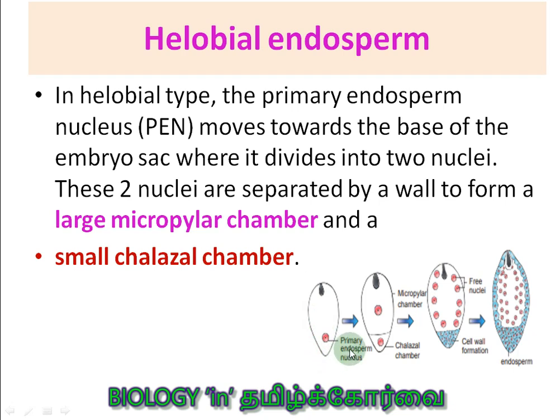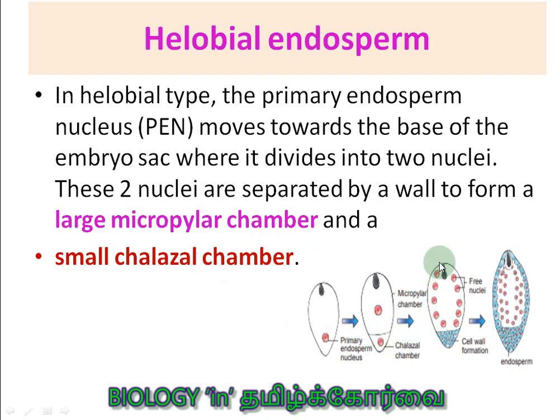Understood? So the primary endosperm nucleus moves towards the chalazal end where it divides. So one nucleus goes towards the micropylar side, another nucleus stays at the chalazal side. So here you see the cell wall is formed. Okay, so one larger micropylar chamber, you see, a large micropylar chamber is formed, and a small chalazal chamber is formed.